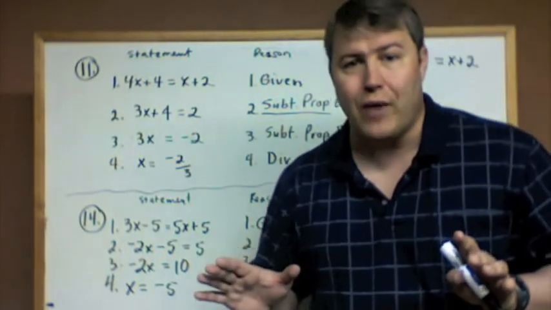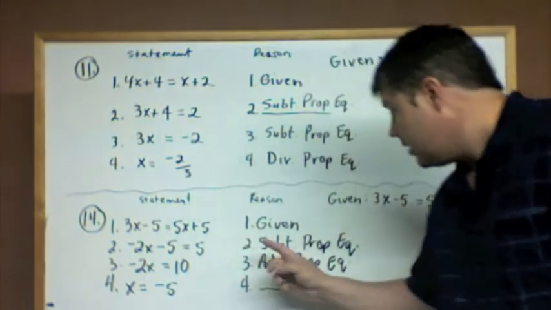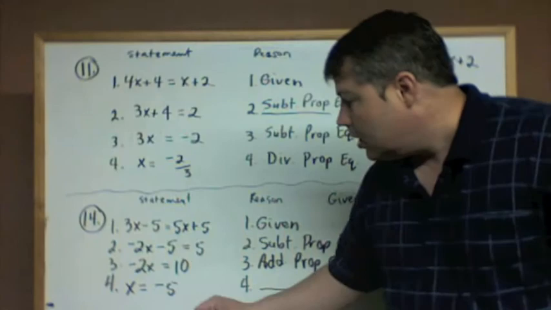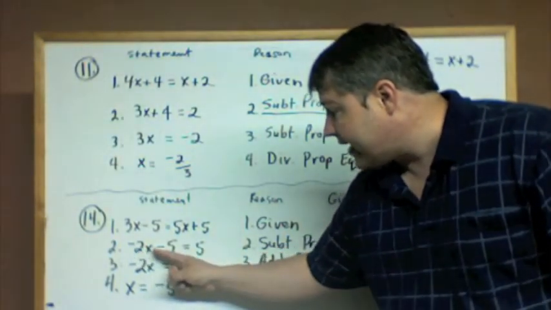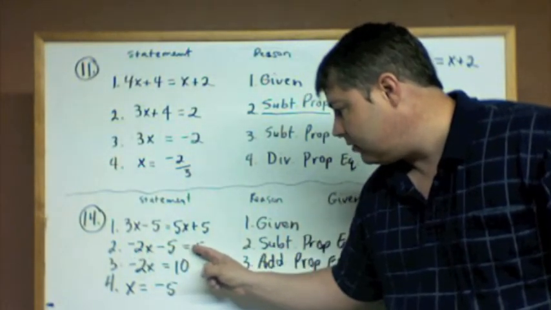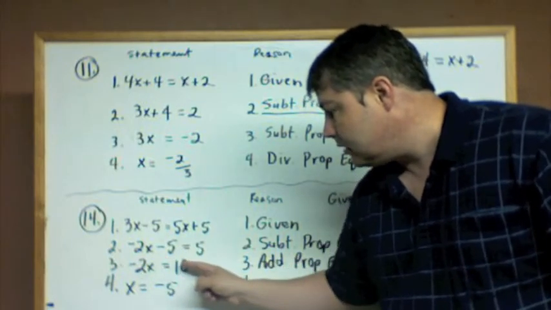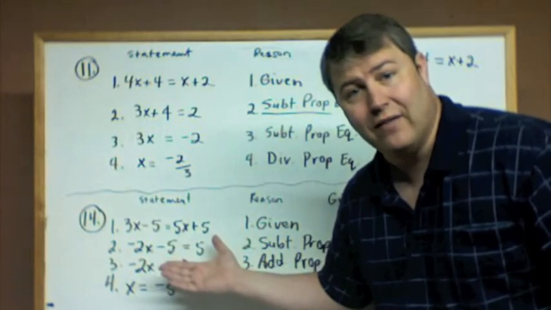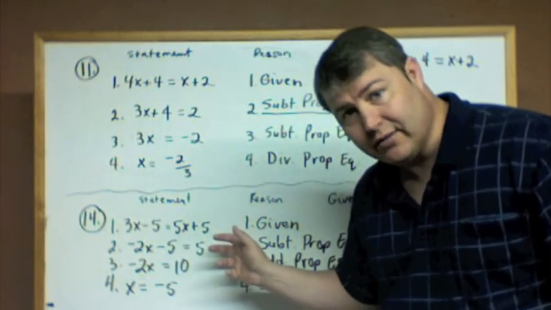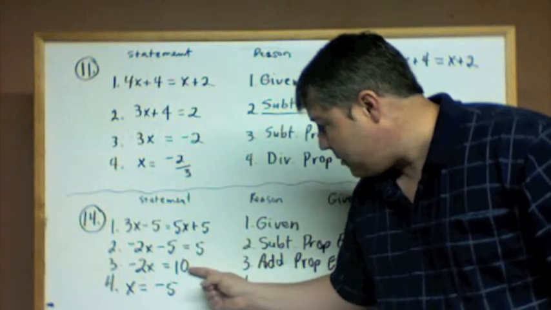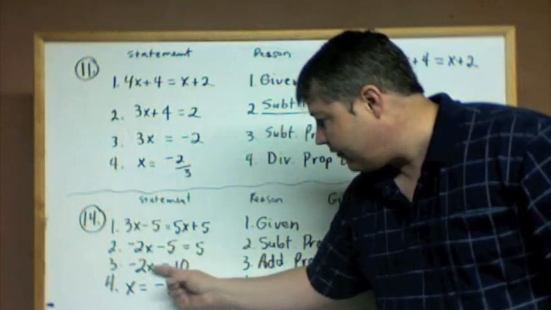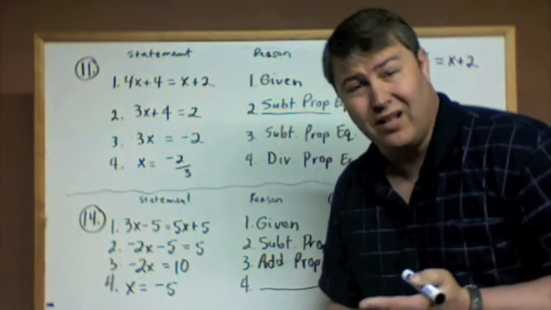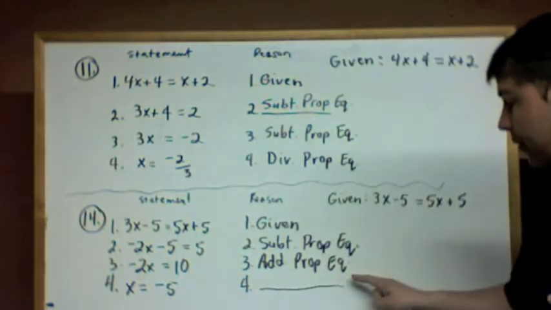What says you can subtract the same amount from both sides? The subtraction property of equality. So that's our reason for number 2. Number 3, they went from negative 2x minus 5 equals 5 to negative 2x equals 10. They got rid of that minus 5. How do you get rid of a minus 5? You add 5 to both sides. All right? 5 plus 5 made 10 over here, and when they added 5 over here, it just canceled out the negative 5. Why can you add the same thing to both sides of an equation? Addition property of equality.